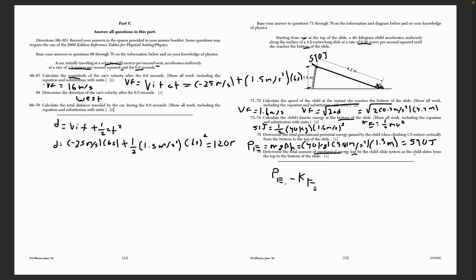Is the kinetic energy, which is equal to 590 joules, subtracted with 51 joules? Rounding to the whole number, it should give you 540 joules. Okay, and that is it for this question. Next question.